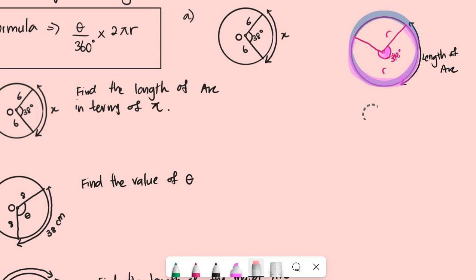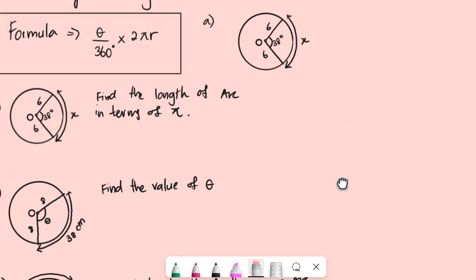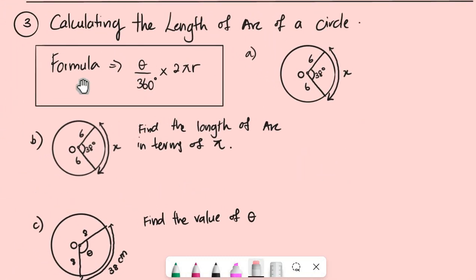So just by using this fact, let's try to solve some questions. Before we go further, I also want to explain the formula. Our formula for length of arc is theta over 360 times 2 pi r. Like I showed earlier, the length of arc depends on your theta, right?